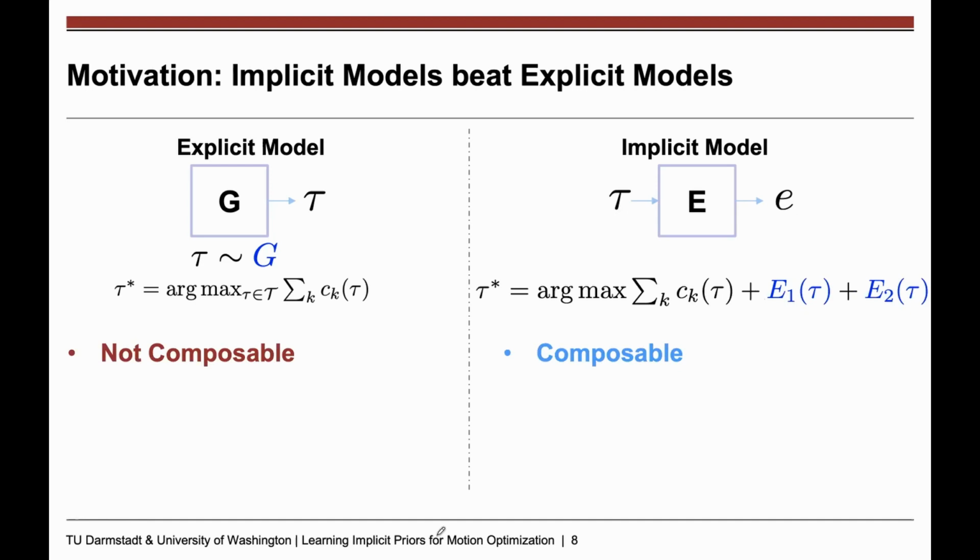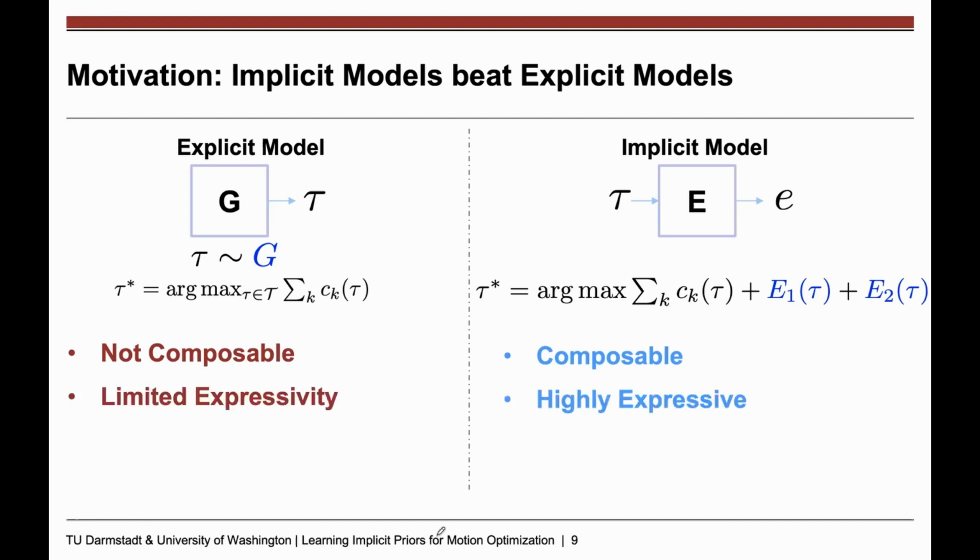The implicit models are composable in contrast with the explicit ones. This means that given two learned models, we can easily put them both together as factors influencing the motion optimization problem. In practice, we can easily combine them, adding both as cost functions, as we can visualize.